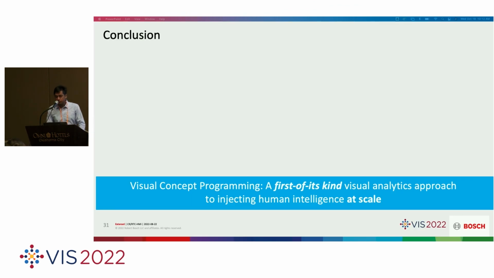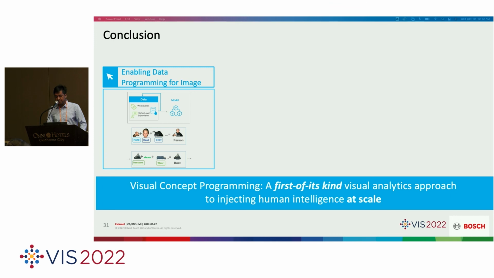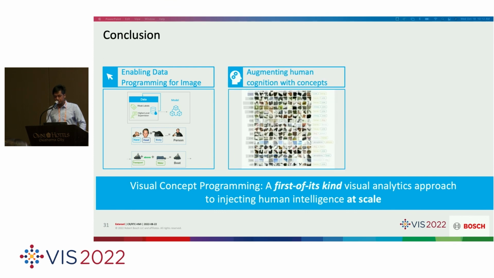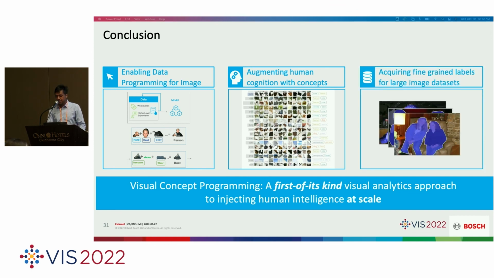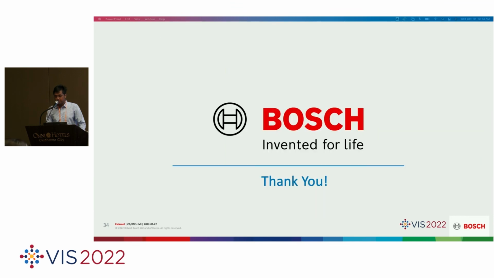In conclusion, in this work, we proposed a first-of-its-kind visual concept programming approach to inject human intelligence at scale. We show for the first time that visual concepts can enable data programming for image datasets. We expect this work could shed some light on how to use AI-generated representations such as concepts to augment human cognition and efficiently inject knowledge into data and models. Finally, we show that using our method, we can label large image datasets, learn useful data representations, and improve downstream models. With that, I would like to thank you all, and I'm happy to take questions.